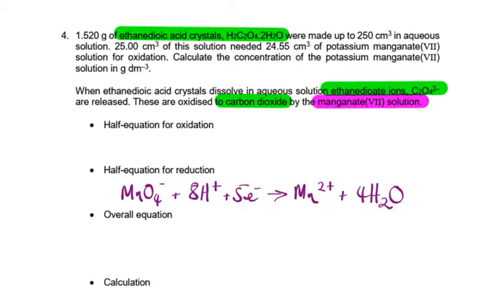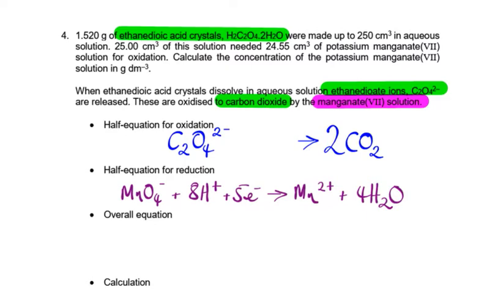Well, presumably we know the half equation for the acidified manganate being reduced, but let's put together the half equation for the ethanedioate ions being oxidized. So it's not as difficult as it looks actually. We've got our ethanedioate ions there, and we're told that they're turning into carbon dioxide, and this balances quite nicely if we just pop a 2 in front of there.